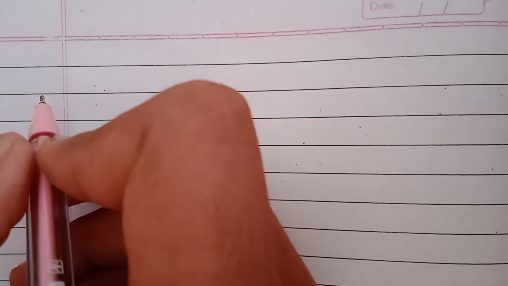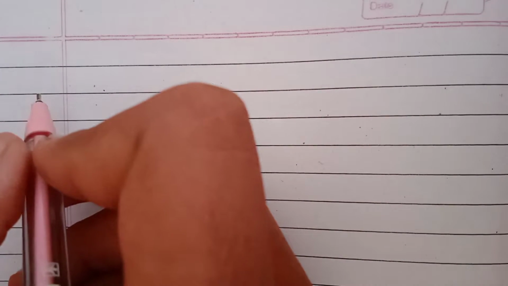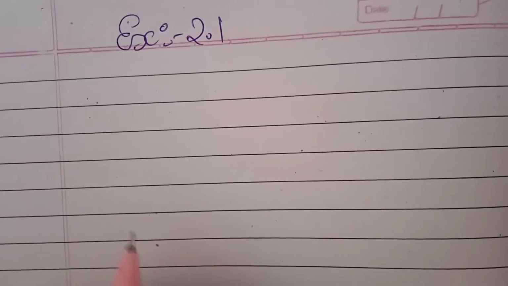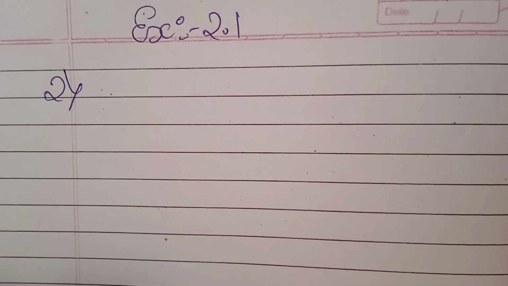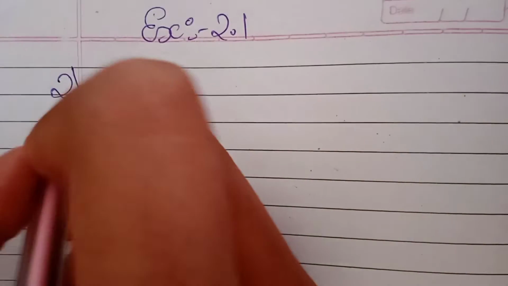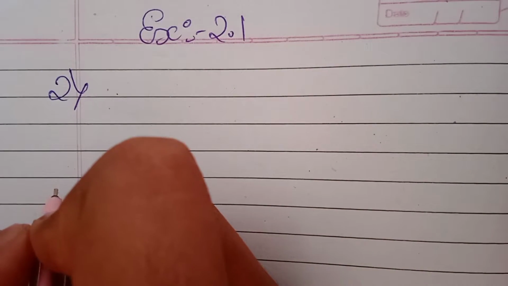I told you that in the mathematics third part I will explain the second question, third question, fourth question and fifth question of exercise 2.1. Okay, we will start exercise 2.1. The question number second. Read the question friends. Write the coefficient of x square in each of the following. They said to write the coefficient of x square.